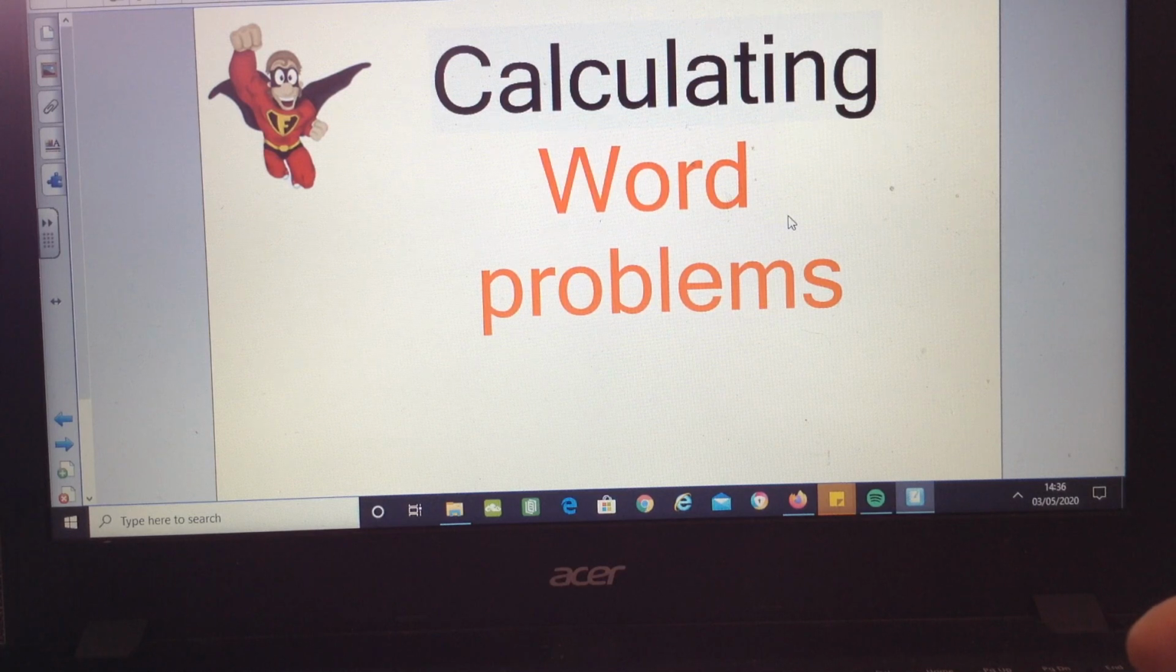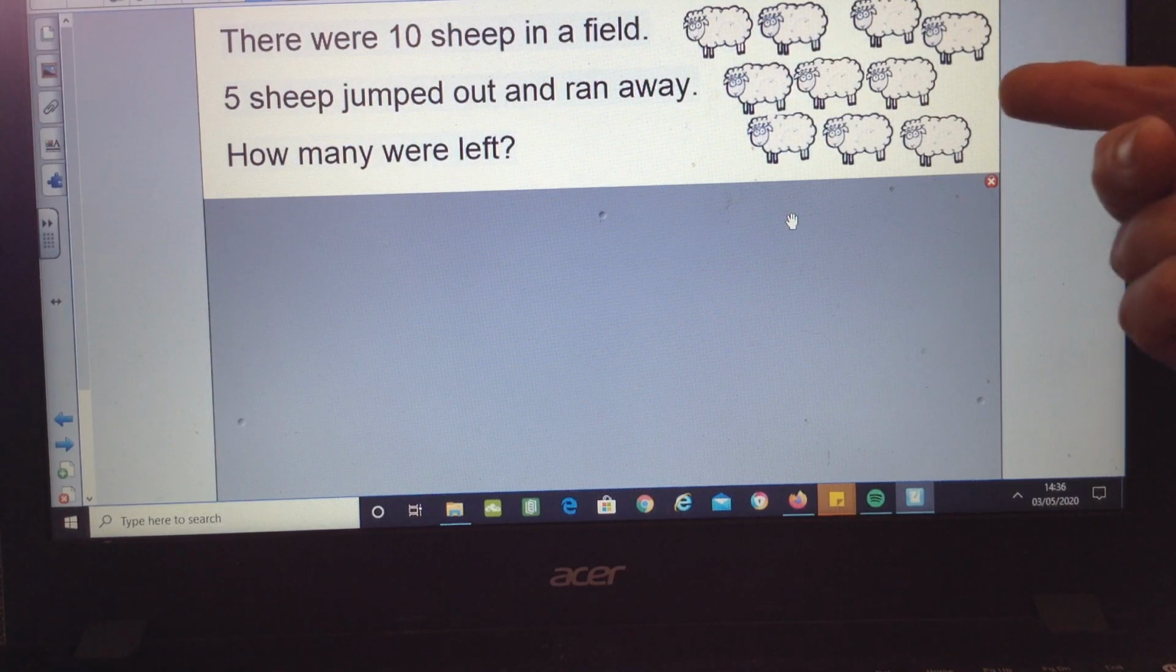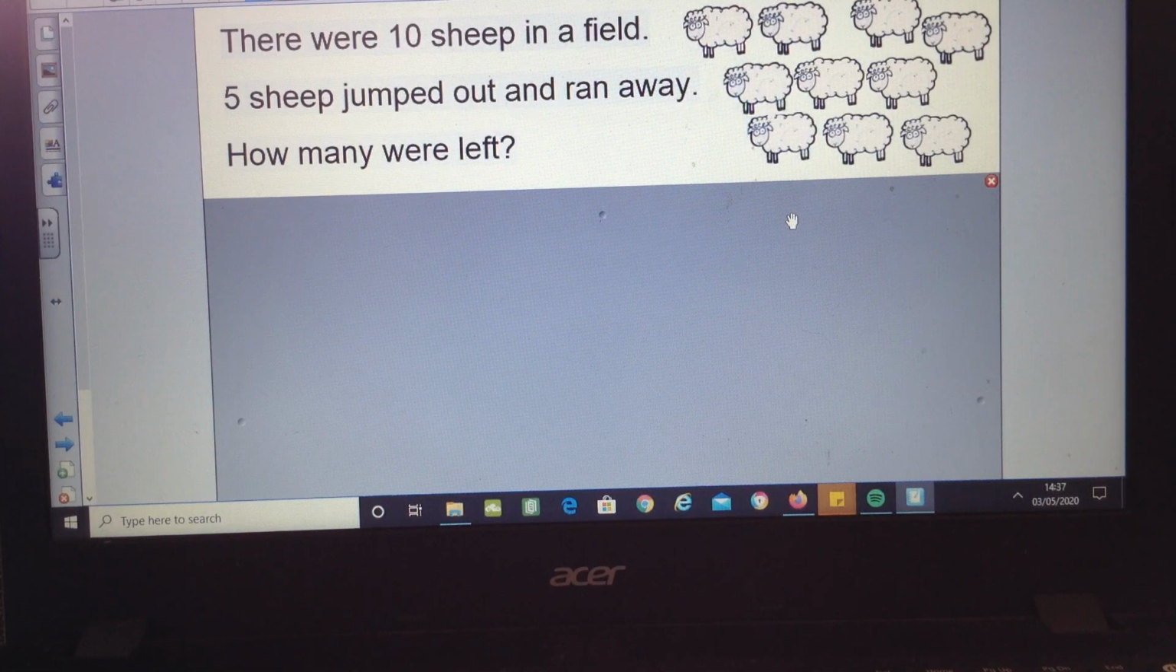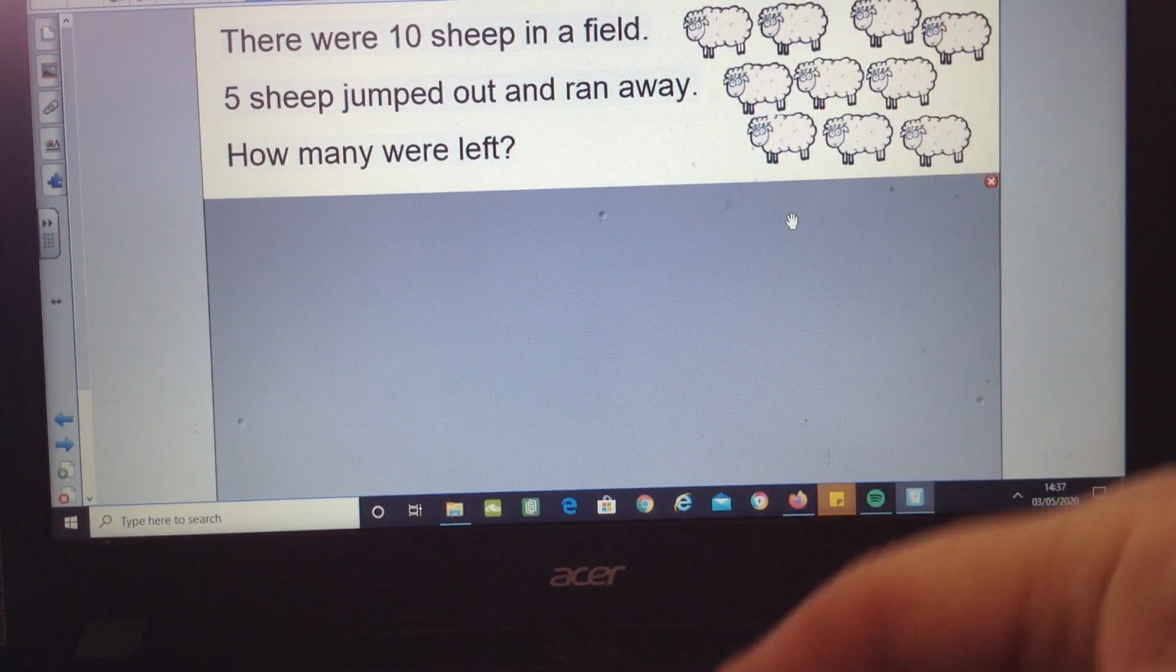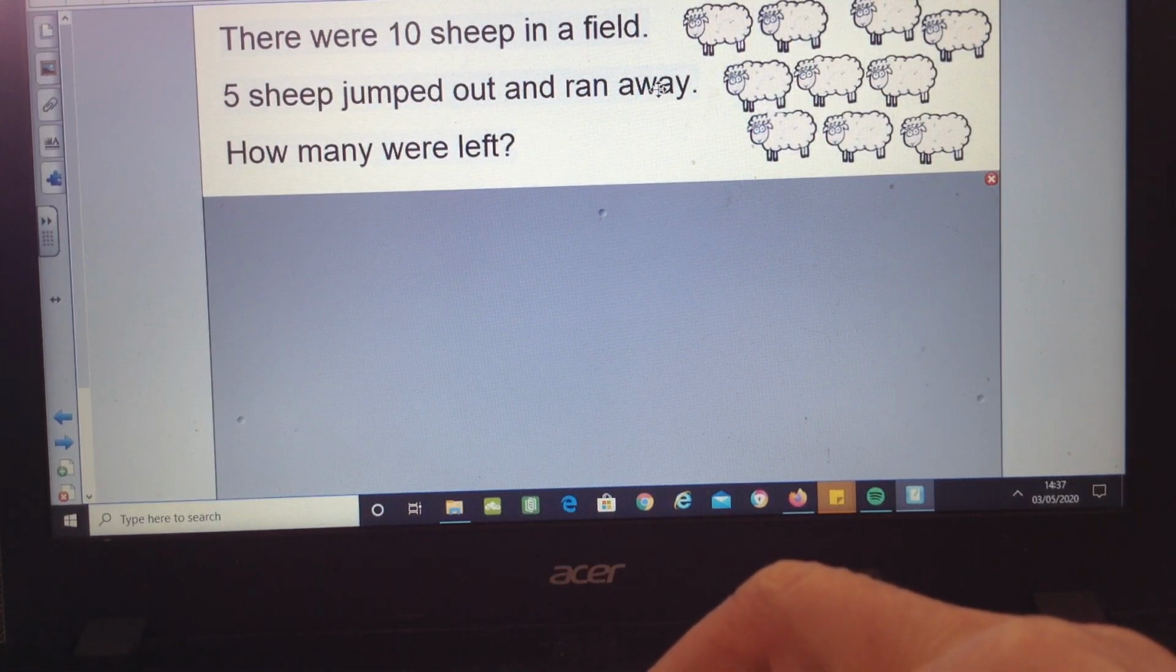Now you've also got to be able to do word problems or number stories. I've got a number story here. It says there were 10 sheep in a field. Well, I've drawn my 10 sheep. And if you want to do this sort of number story, you could get some counters out and do it that way. You could draw it like I have, or you could use your number line. So there were 10 sheep in a field. 1, 2, 3, 4, 5, 6, 7, 8, 9, 10. 5 sheep jumped out and ran away. So it definitely is a takeaway, isn't it?